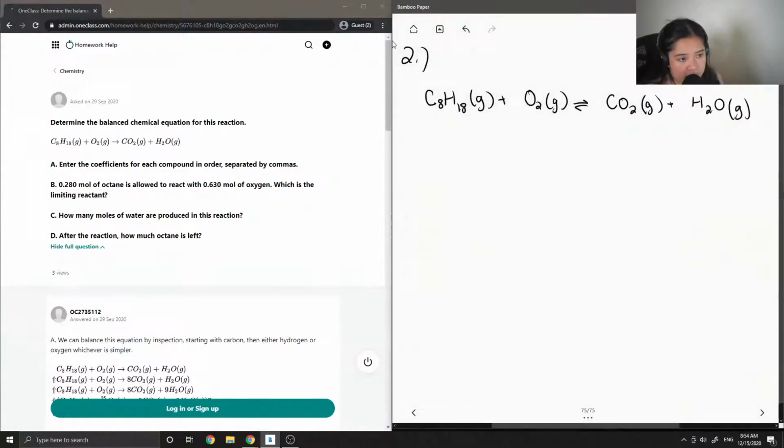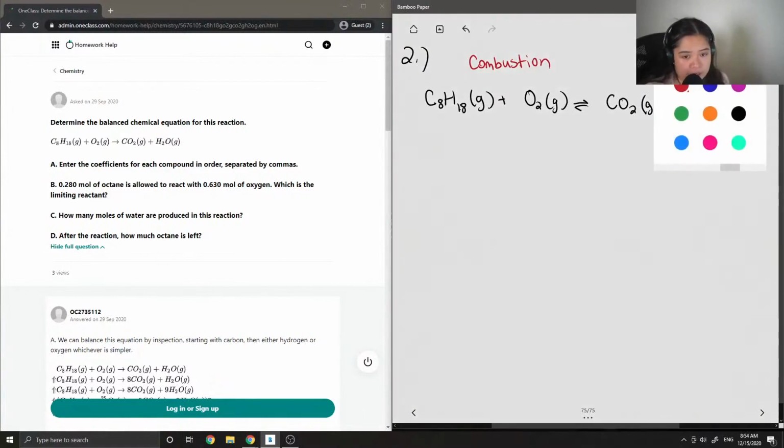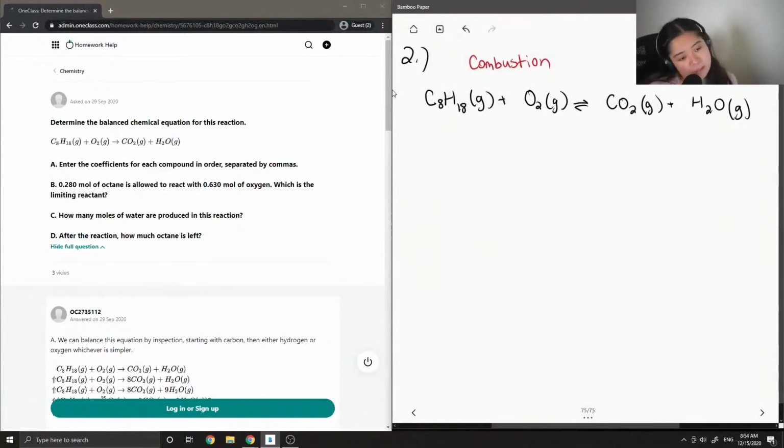Okay, so this is an example of a combustion reaction. And the reason that we know this is because combustion reactions always have a hydrocarbon. In our case, it's the octane, and it reacts with oxygen to form carbon dioxide and water. So it will always react with oxygen, and the products will also be CO2 plus H2O. So that's how we know we have a combustion reaction.